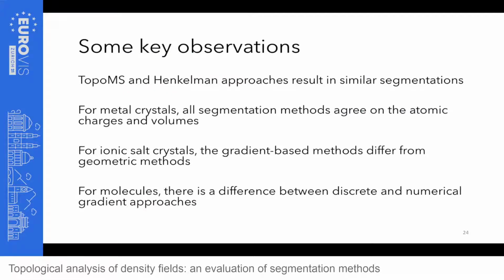To summarize our comparison based on these datasets, here are a few key observations. The numerical approaches, namely TopoMS and Henkelman approach, result in similar segmentations. For metal crystals, all segmentation methods agree on the atomic charges and the volumes. For ionic crystals, we noticed that the gradient-based methods differ from the geometric methods. Further, for molecules, we observed that there is a larger difference between the discrete and numerical approaches.